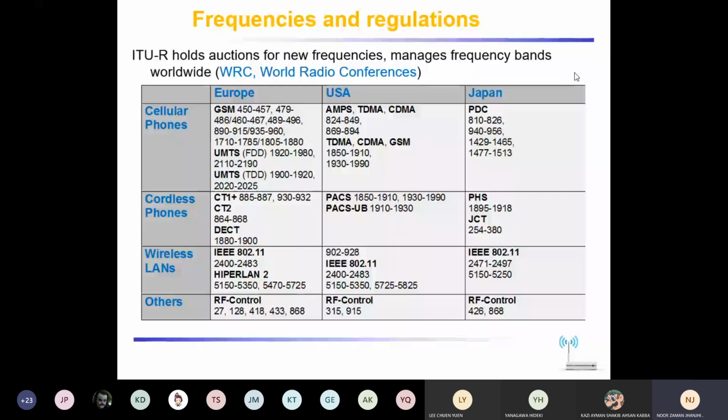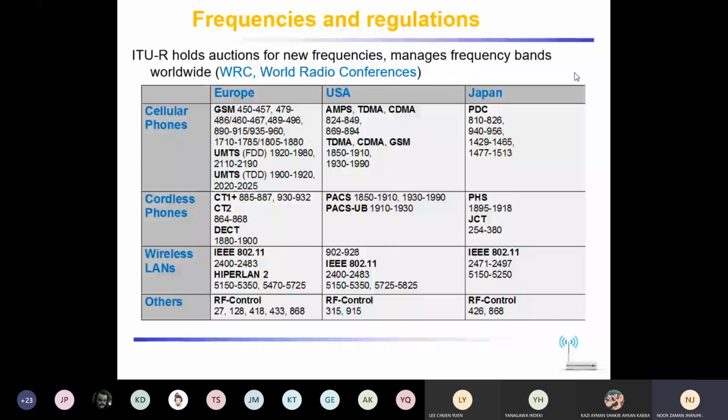There are international bodies trying to keep these standards up to date. ITU is one of them, and the other bodies are here, a few of them from Japan, from USA, from Europe. So for cellular phone, cordless phone, wireless phone, and so many other devices, these are the standards.